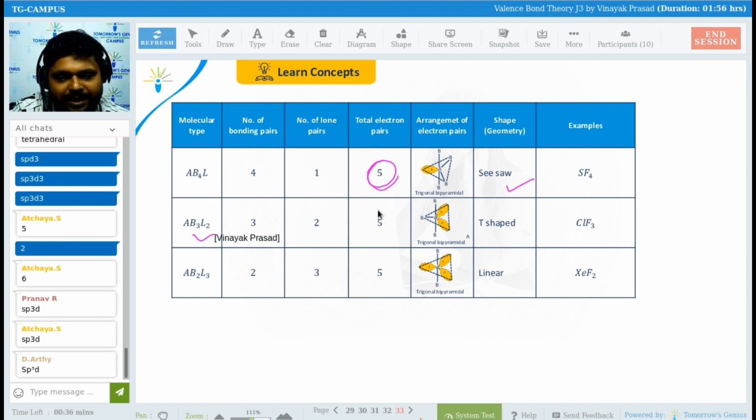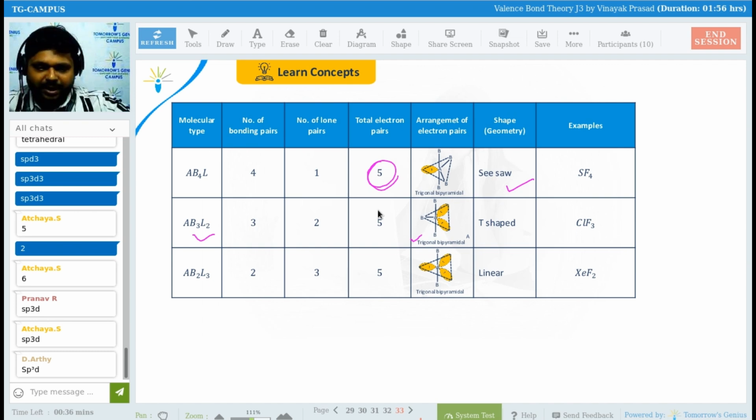Let's suppose if there is AB3L2 type, it means there will be 3 bonds and 2 lone pairs. So if 2 lone pairs are there, it will be trigonal bipyramidal. Guys, you can see here, the geometry is not changing. Are you comfortable with this or not? First tell me. If the number of lone pairs is changing, their geometry is not changing, but the shape will change. Getting my point, everyone? Here the shape is seesaw, but here the shape is T-shape.